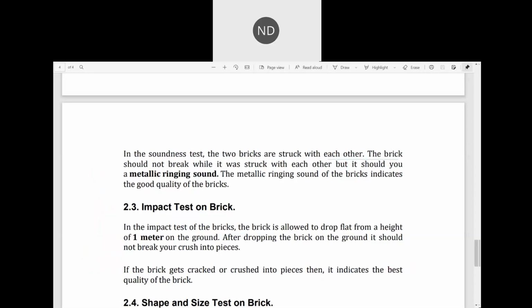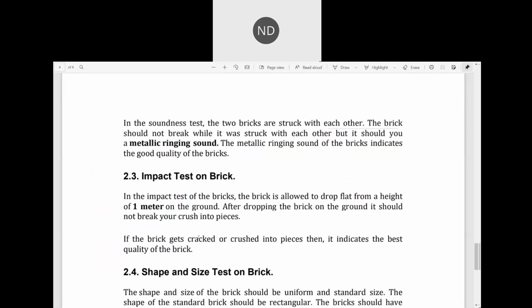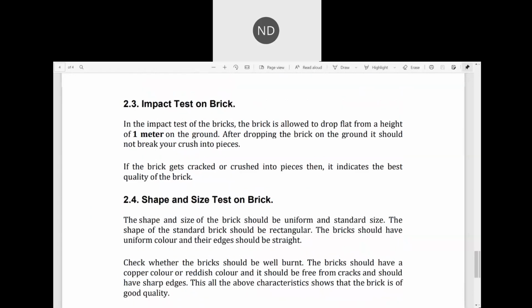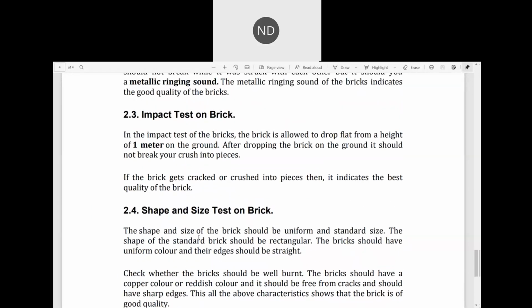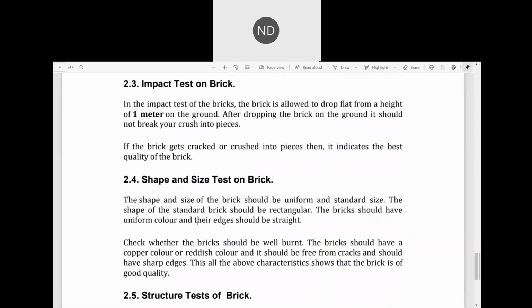Okay, so next, the shape and size test on the brick. The shape and size of a brick should be uniform and standard size. The shape of the standard brick should be rectangular. The brick should have uniform color and the edges should be straight. These things you can just check with the brick. You can take it and check whether the dimensions are uniform and the size is standard or not.